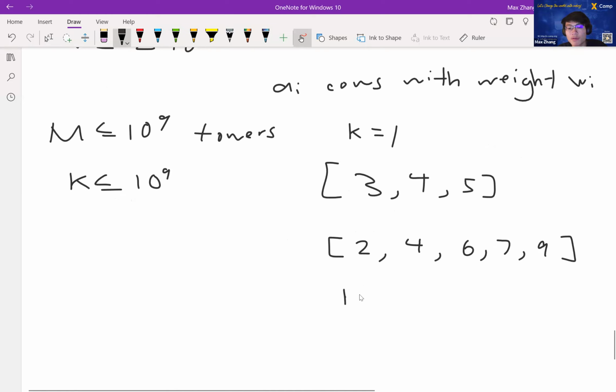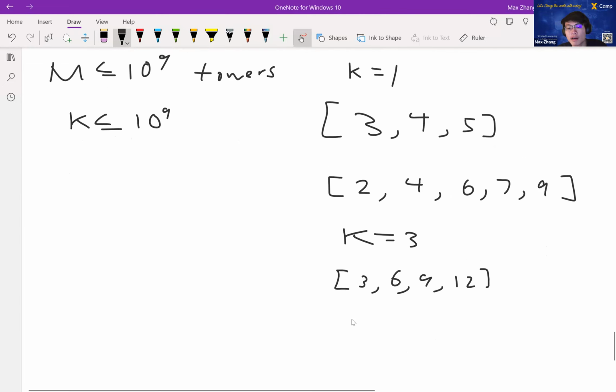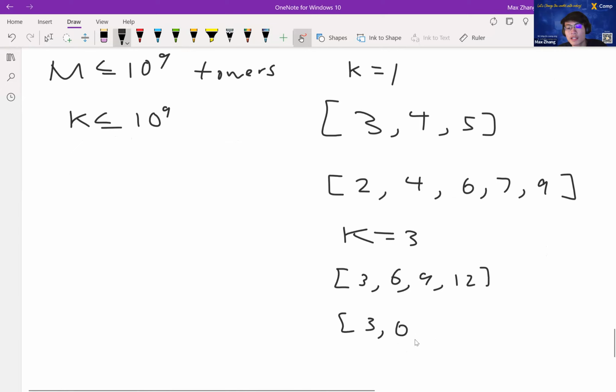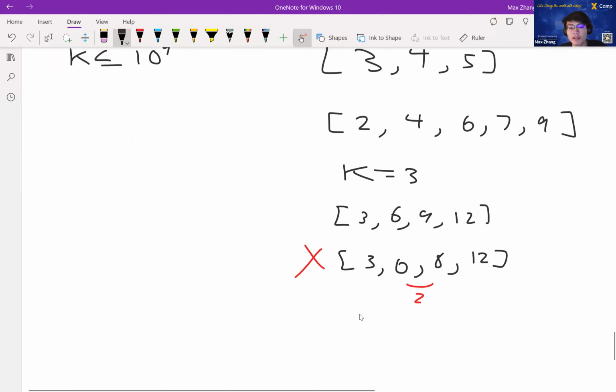But now let me give an example where k is equal to 3. Then a valid tower will be 3, 6, 9, 12. But an invalid tower would be 3, 6, 8, and 12, because 6 and 8 only differ by 2. And of course, I can't have two equal weights. Something like 3 and 3 is blatantly not allowed, since that would be a difference of 0.